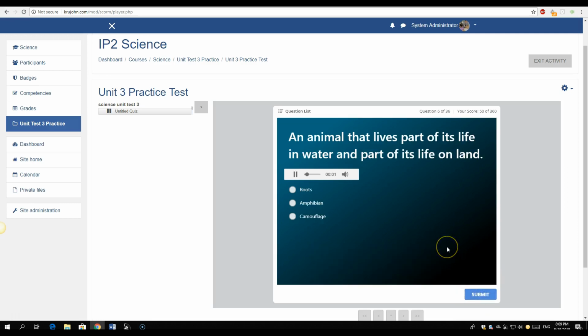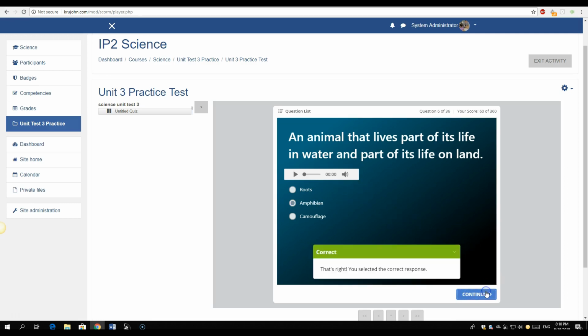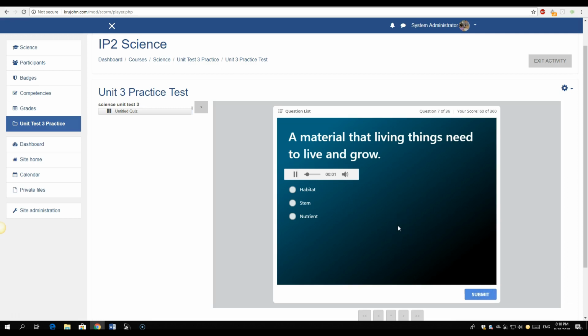An animal that lives part of its life in water and part of its life on land. This is an amphibian. An example of an amphibian is a frog. Amphibian.